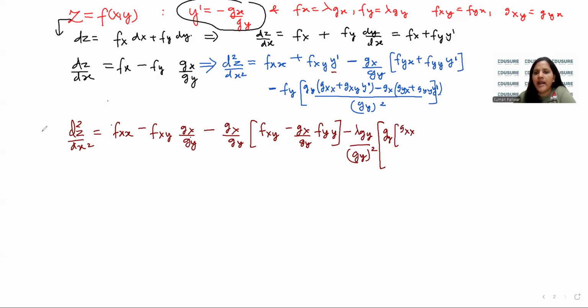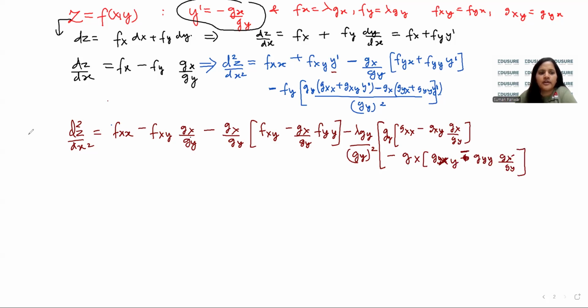gxx minus gxy gx by gy. Then again minus gx gyx. Instead of gyx, I can again write gxy plus gyy. Instead of y dash, we are going to have minus gx by gy. So again, one more line, simplify it.